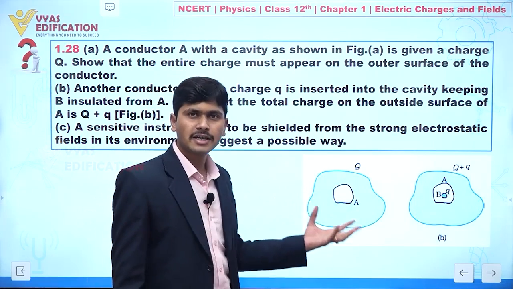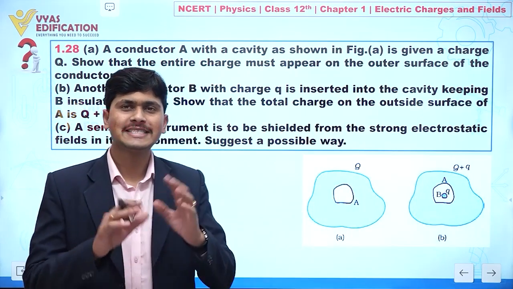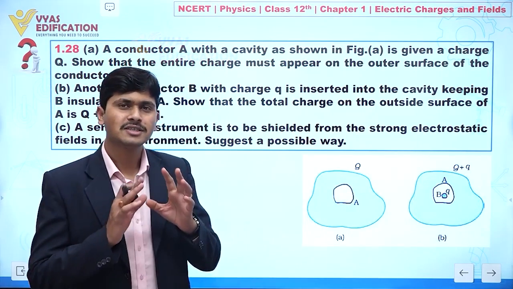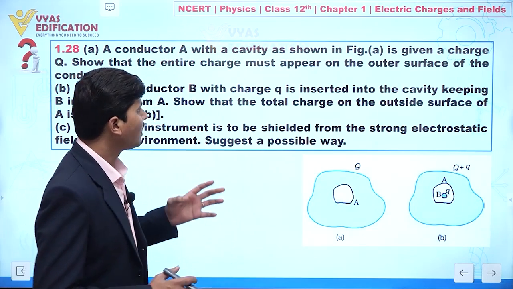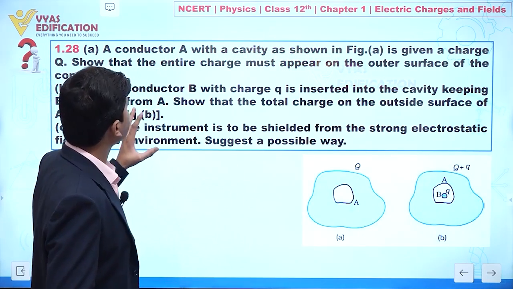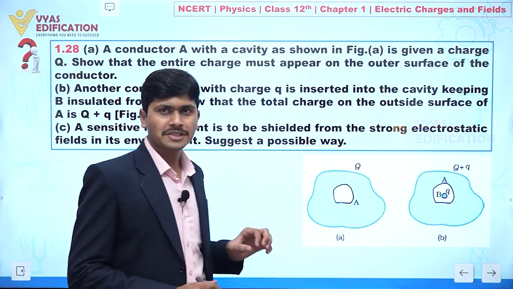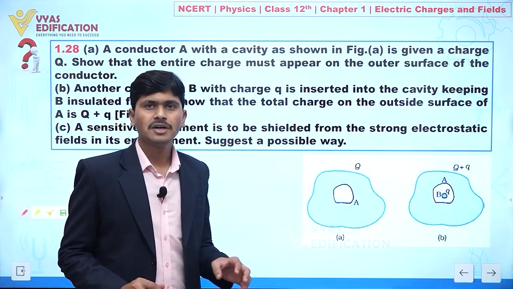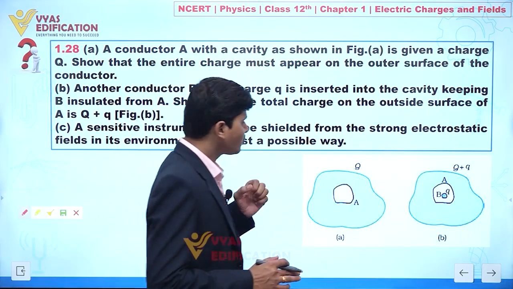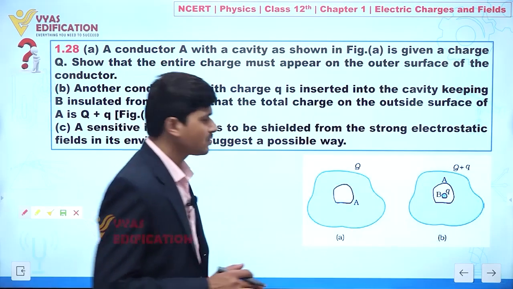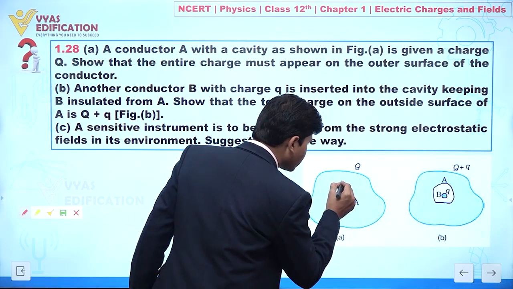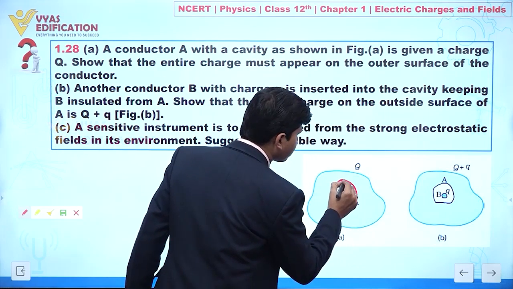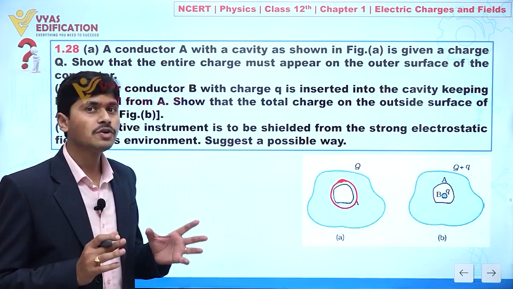Let's suppose we have a conductor with a cavity inside it, and we are providing total charge Q on this conductor. Now we have to prove that the entire charge appears on its surface. So concentrate on the screen. Let's suppose I am drawing a Gaussian surface here, very close to this cavity.